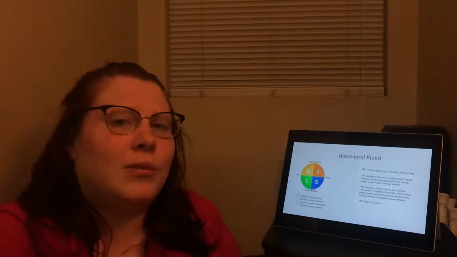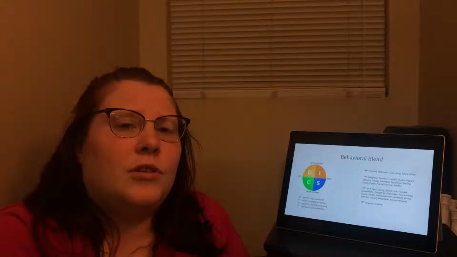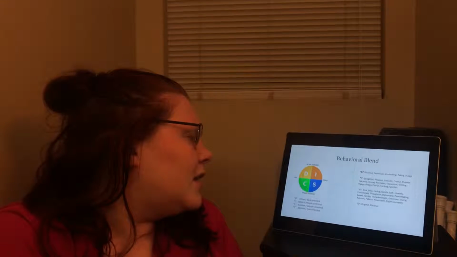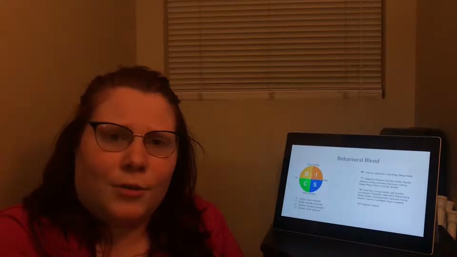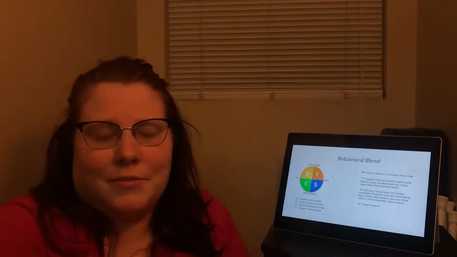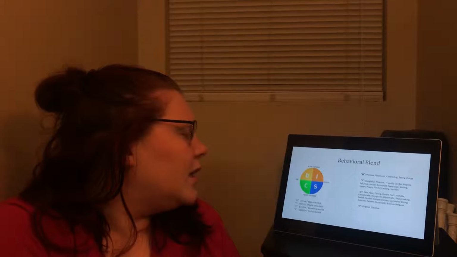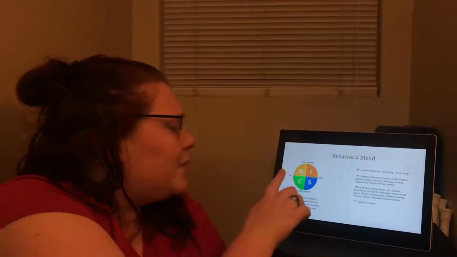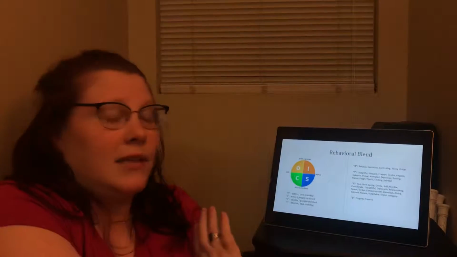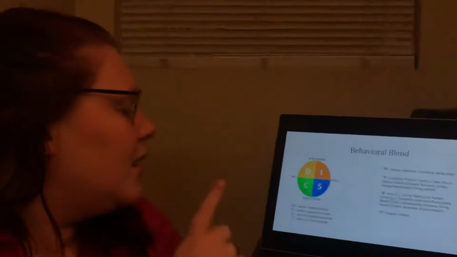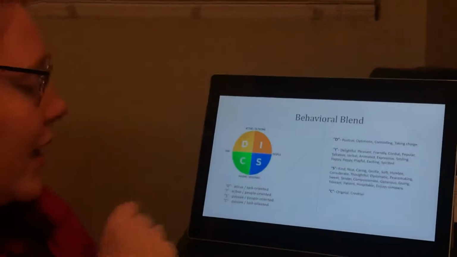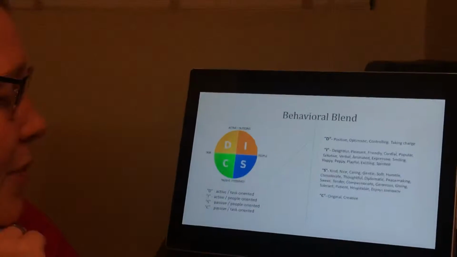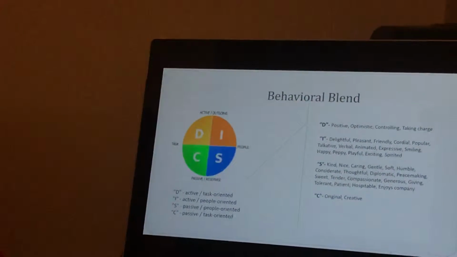First, we're going to talk about behavioral blend. On uniquelyu.com, we talked about the different types of behavioral blends that create a person, basically. In this diagram, you can see that it's split up into DISC. The D is active and task-oriented. I is active and people-oriented. S is passive and people-oriented. C is passive and task-oriented.